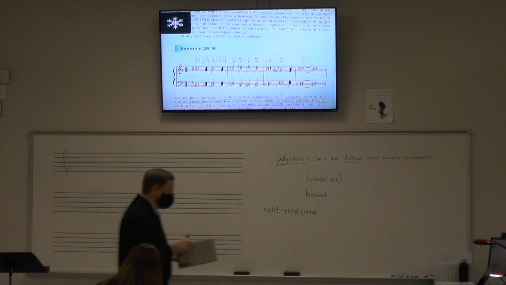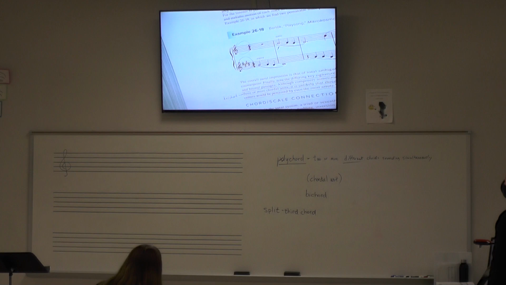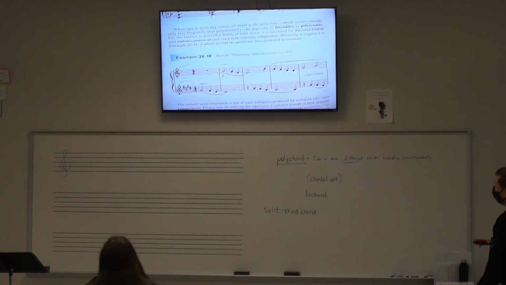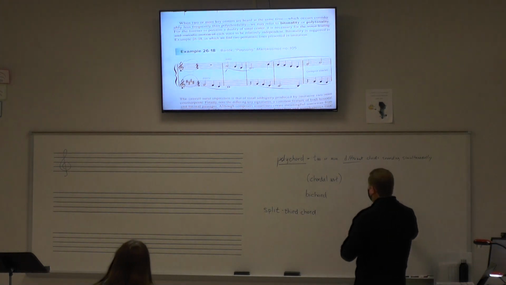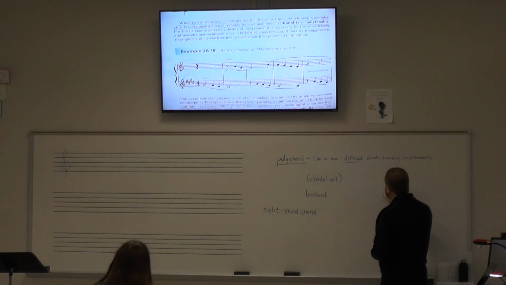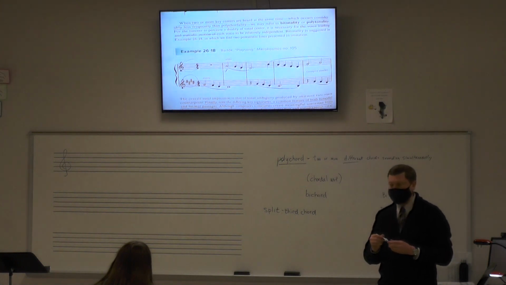There is something in 20th century music, not only called a bichord, but something called bitonality. Guess what this means? Two different keys sounding at the same time. Okay, so this is talking about two chords at the same time. But we can talk about bitonality, two keys sounding at the same time, or you can even use the term bimodality. Two different modes being used or sounding at the same time.